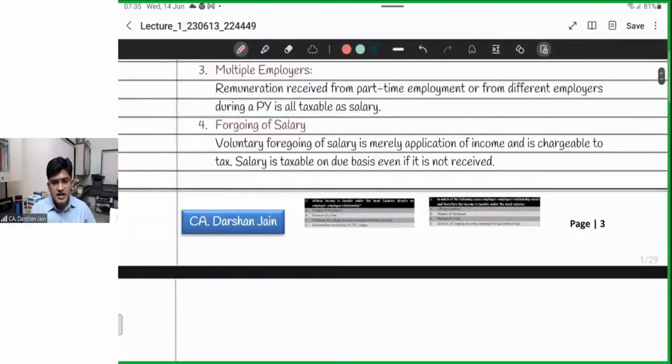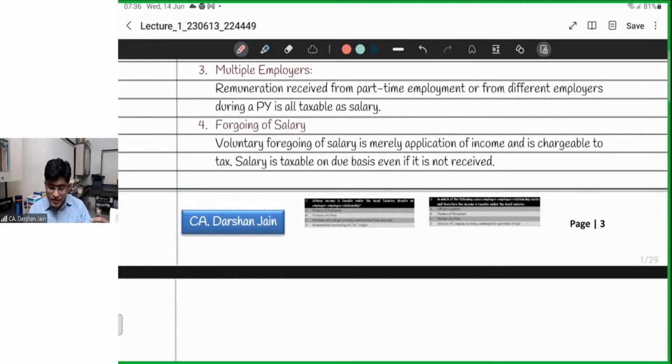Going further, foregoing of salary. See what happens. A person is in receipt of salary, but then because of some problems with the organization, he forgoes his salary. You would have heard about a lot of CEOs, they charge 1 rupee. In difficult times, they'll not take their remuneration, they'll forgo the remuneration. Now, if the salary becomes due and then you forego it, well, it is going to be taxed in your hands. If you forego it prior to that salary becoming due, well, then it would not be taxed in your hands.